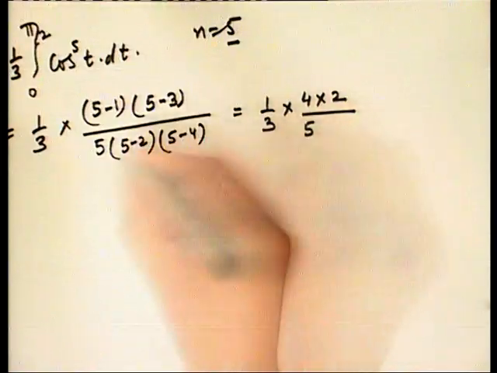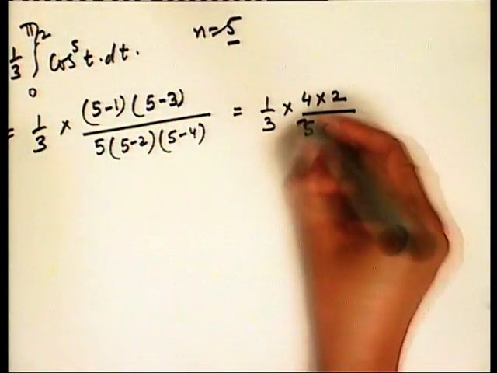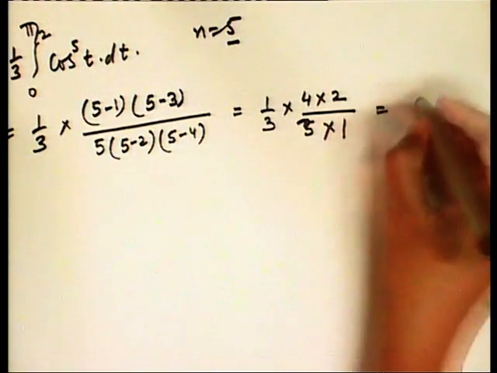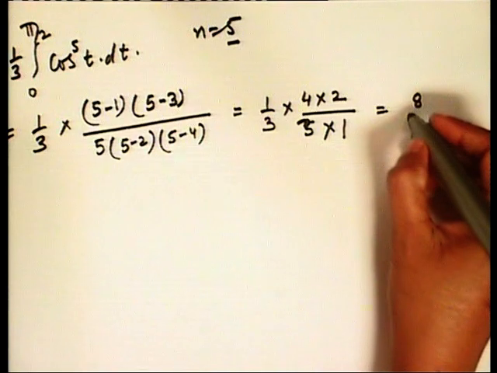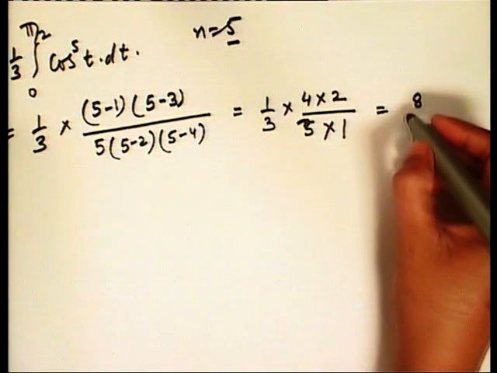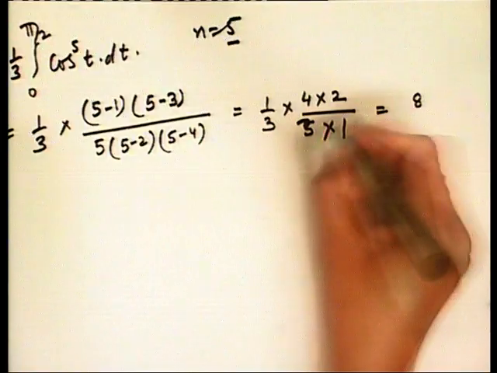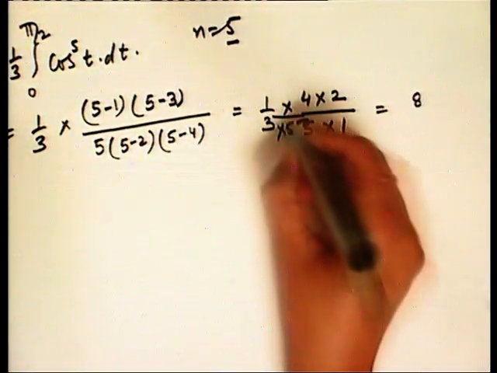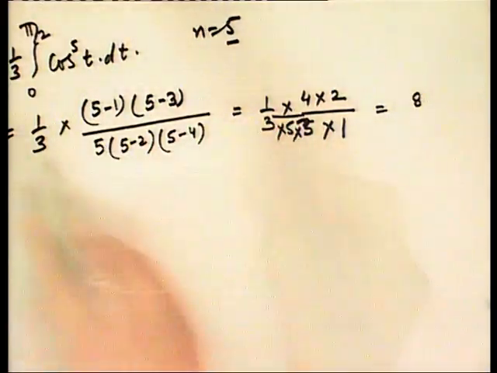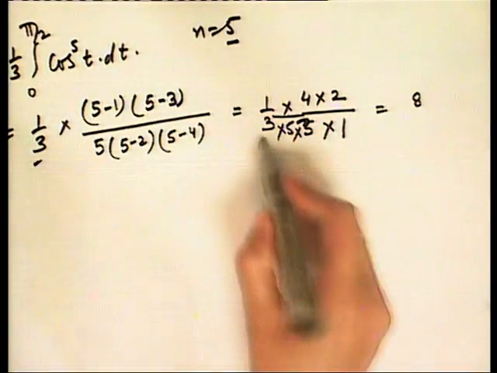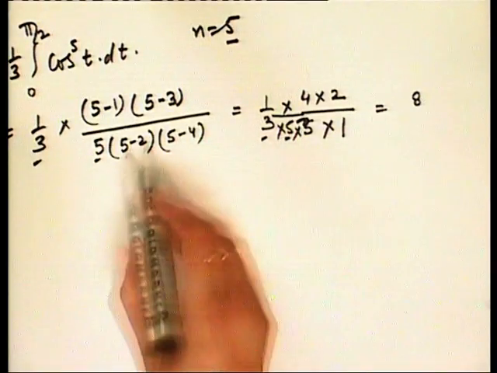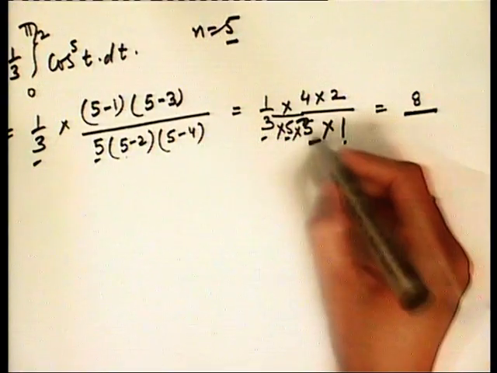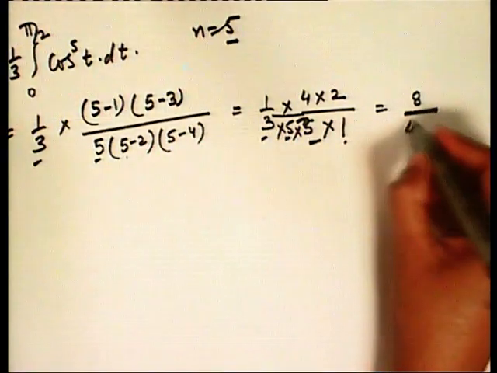In the denominator 5, 5 minus 2 is 3, 5 minus 4 is 1, and it will become 1 by 3 times 4 2 upon 5 3 1. 3 3 is a 9, 9 5 is a 45.